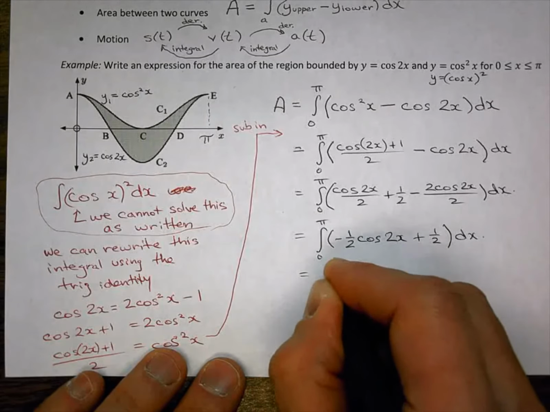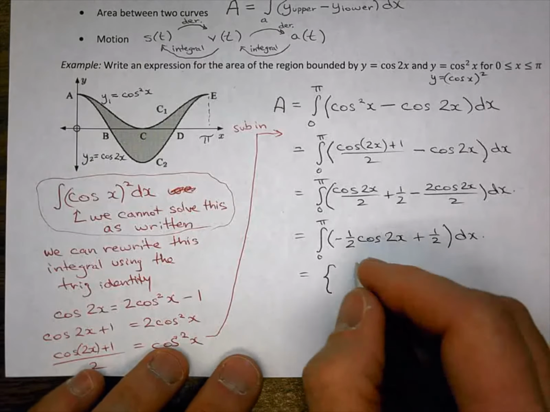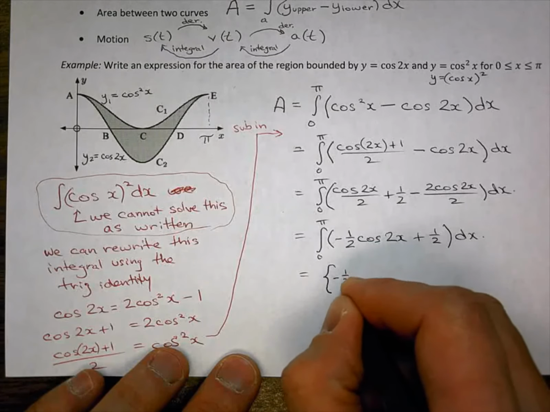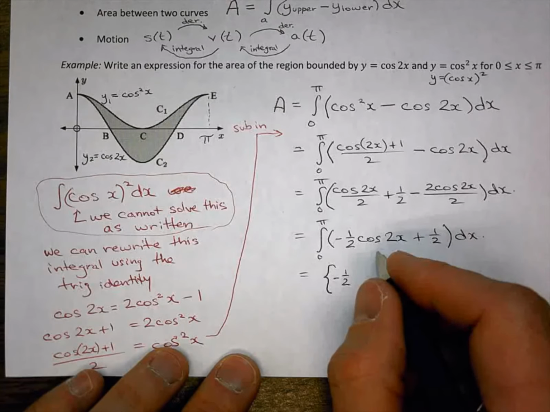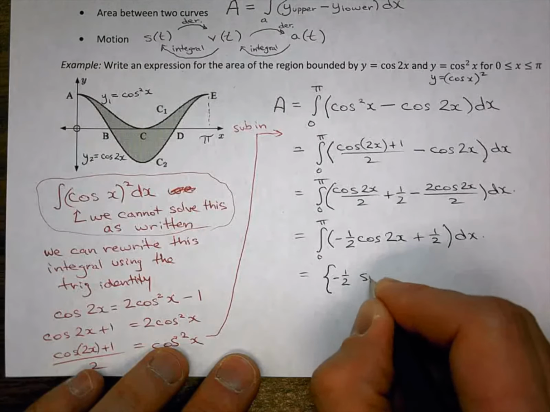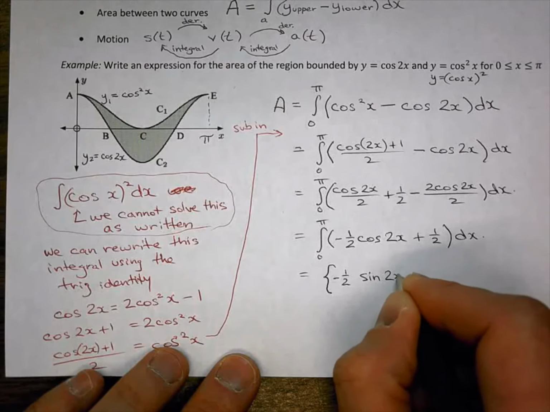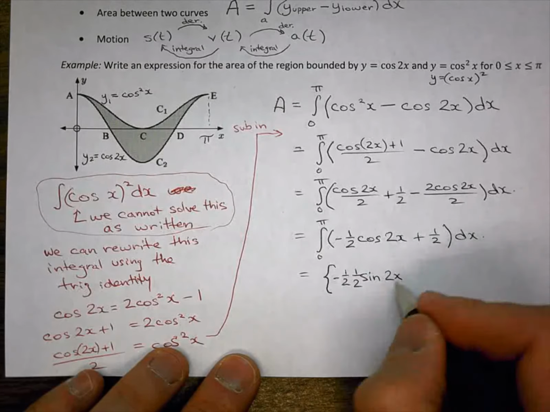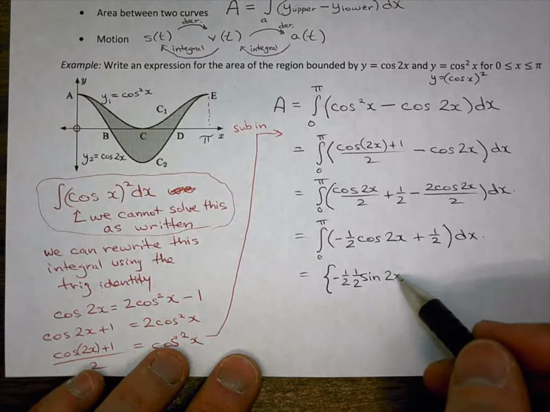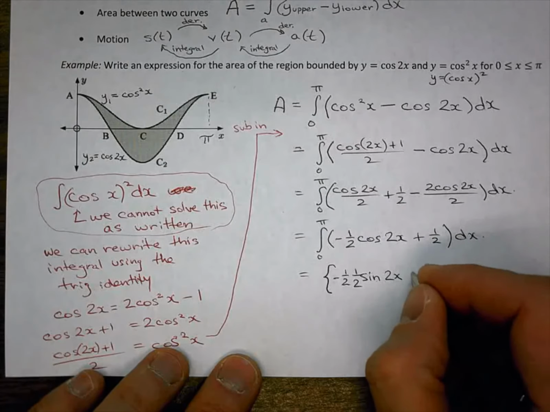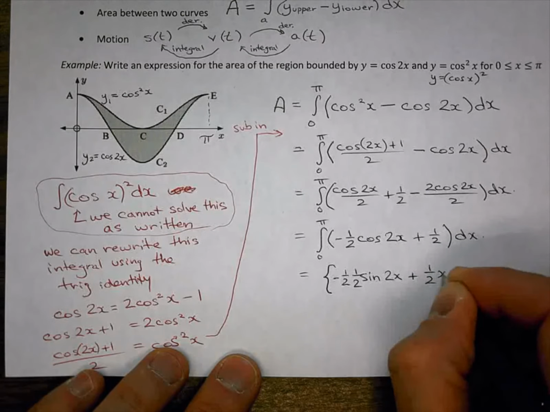Okay, now let's find this integral. So I end up with negative half. The integral of cos is sine, right? So that's going to be sine 2x. There's an extra half in front because of the constant here. If I took the derivative of sine, it would be cos 2x and then 1 over 2. And the integral of half is half x.